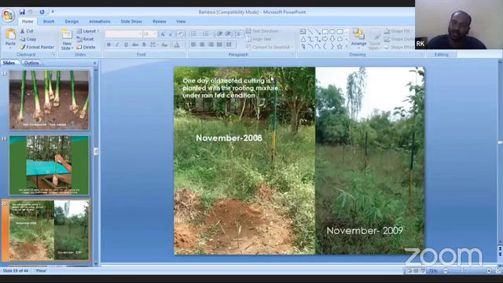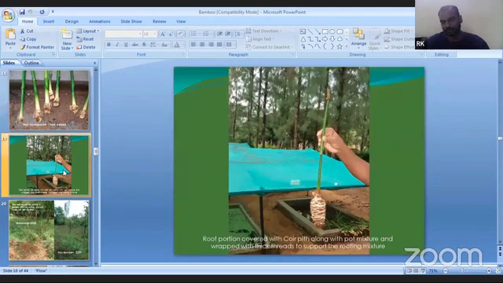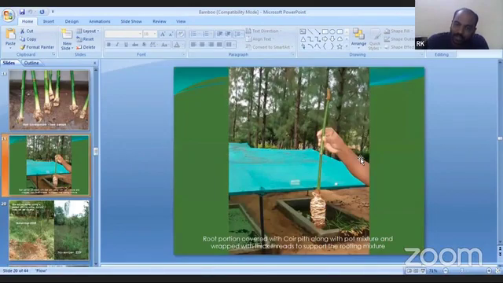Then what is the next? The 1 day old rooted cutting is planted with rooting mixture under field conditions. What is that? You see that this is the root developed. Then what we do? The root portion is covered with coir pith along with pot mixture and wrapped with thick thread to support. Then it will be ready. Then next we go for immediate planting along with the entire thing.